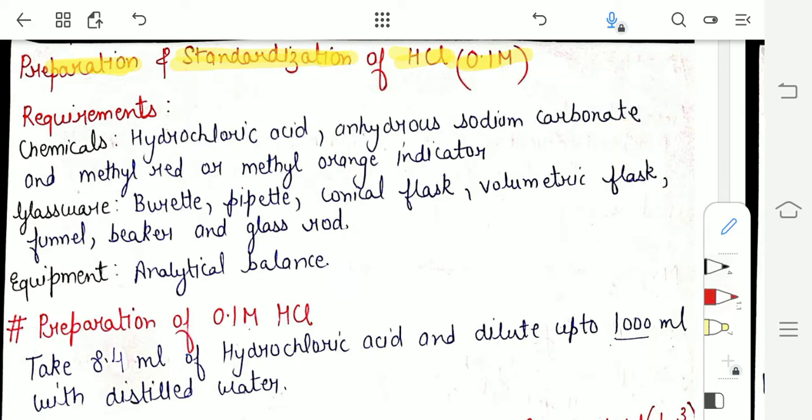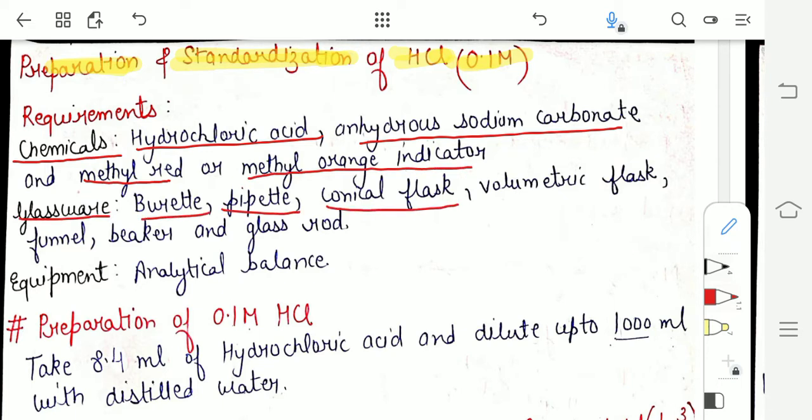The chemicals which we need are hydrochloric acid, anhydrous sodium carbonate, and methyl red or methyl orange as indicator. The glassware which we need is a burette, pipette, conical flask, volumetric flask, funnel, beaker and a glass rod. And the equipment which we need is an analytical balance. So these are just the basic requirements.